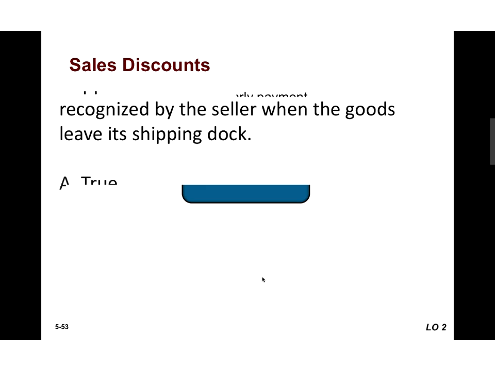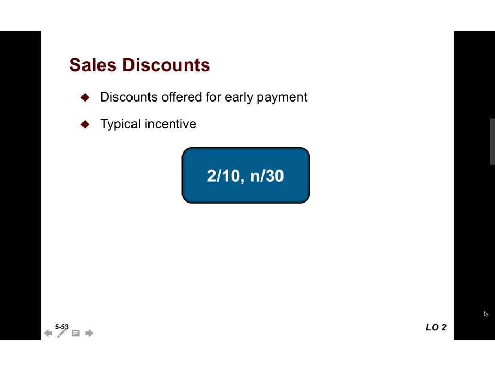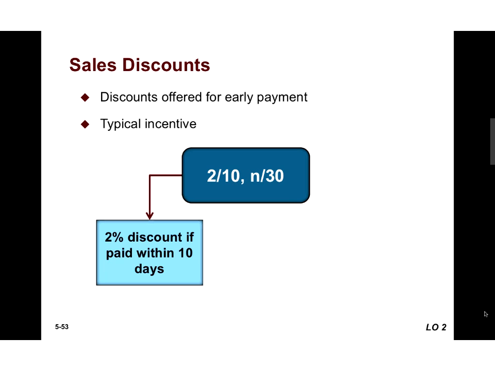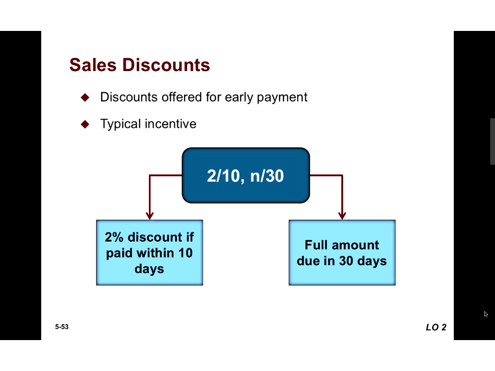Okay, so next up in this chapter, now we have another twist on revenue recognition, and this twist is sales discounts. Sales discounts is a very specific term. It does not refer to a markdown on merchandise. Sales discounts refers to discounts offered for early payment. Typical terms would be, and in that box, how you pronounce that is 2/10 net 30. And what that means is that the purchaser gets a 2% discount if you pay within 10 days. Otherwise, the full amount is due in 30 days.